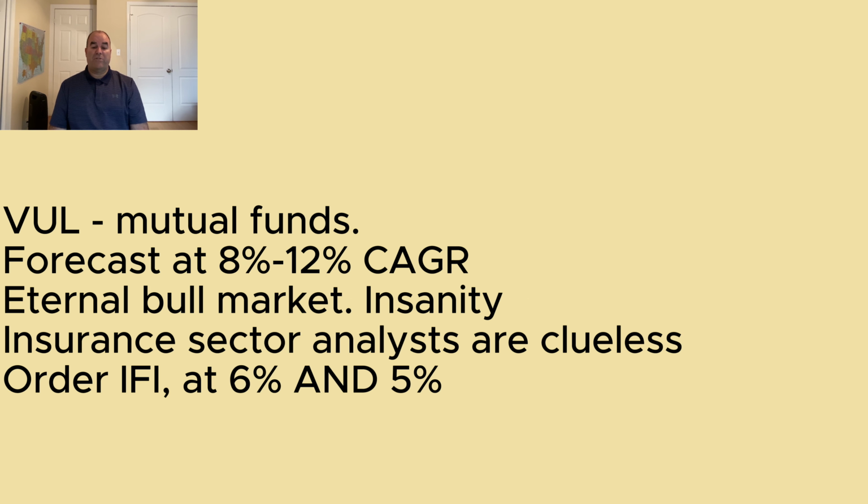Variable universal life insurance is invested in mutual funds, forecasted at 8 to 12% compound annual growth rate, or a CD-like rate of return forever, which is an eternal bull market in a volatile and angry stock market. That's idiotic. Congratulations to all of us, because if the VUL investment assumption is correct that we'll all make 8% rates of return eternally, we will all be gazillionaires later on in life. This is also proof that Wall Street and the insurance sector analysts have no idea how life insurance works. Order your in-force illustration at 6% and a second one at 5%.